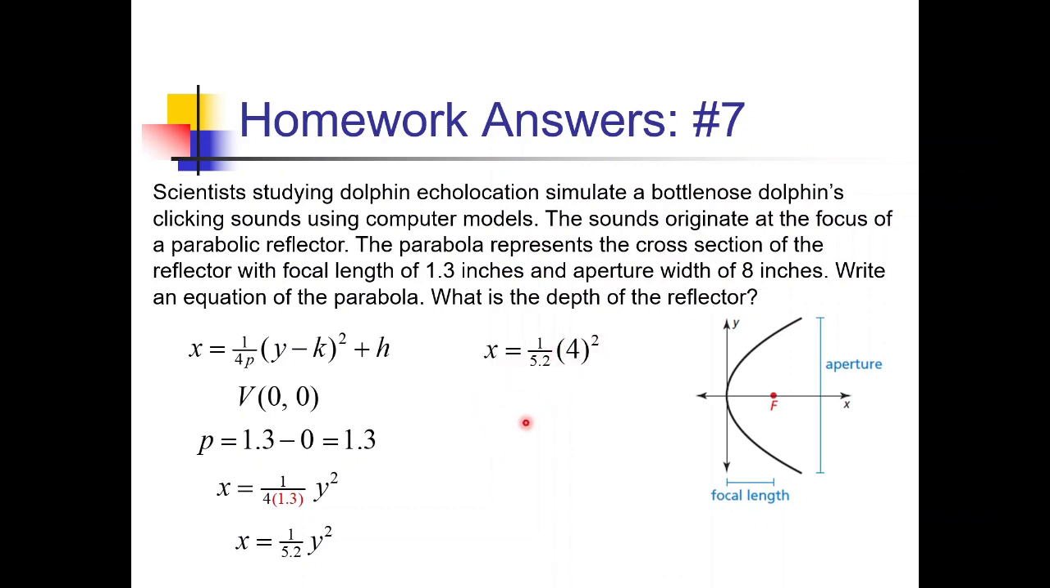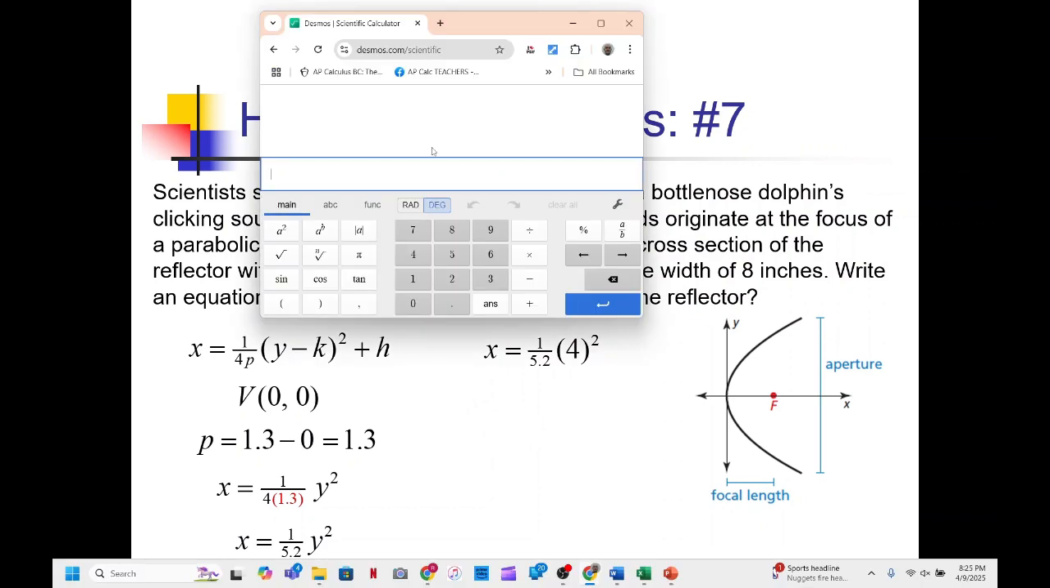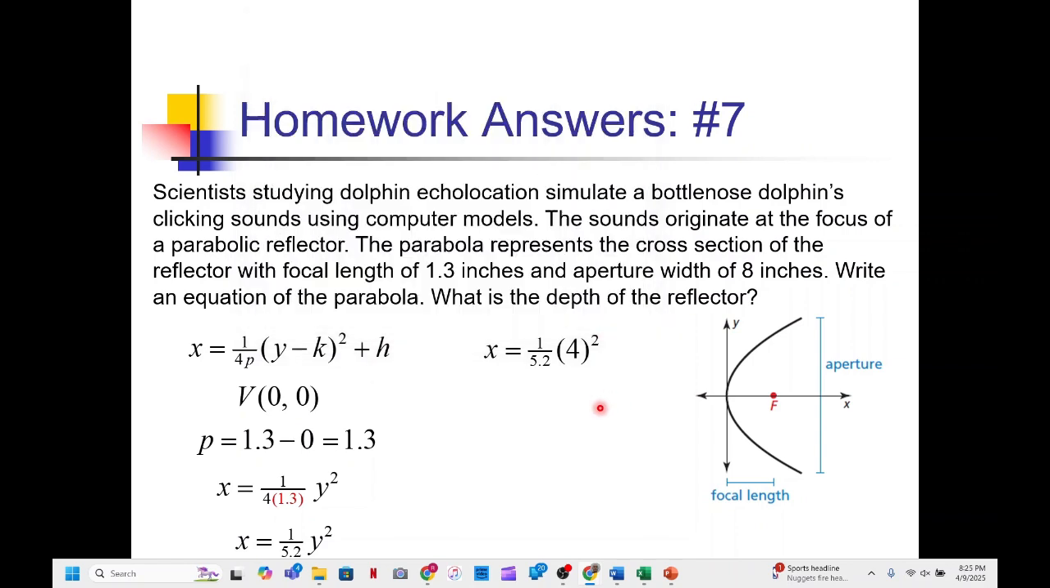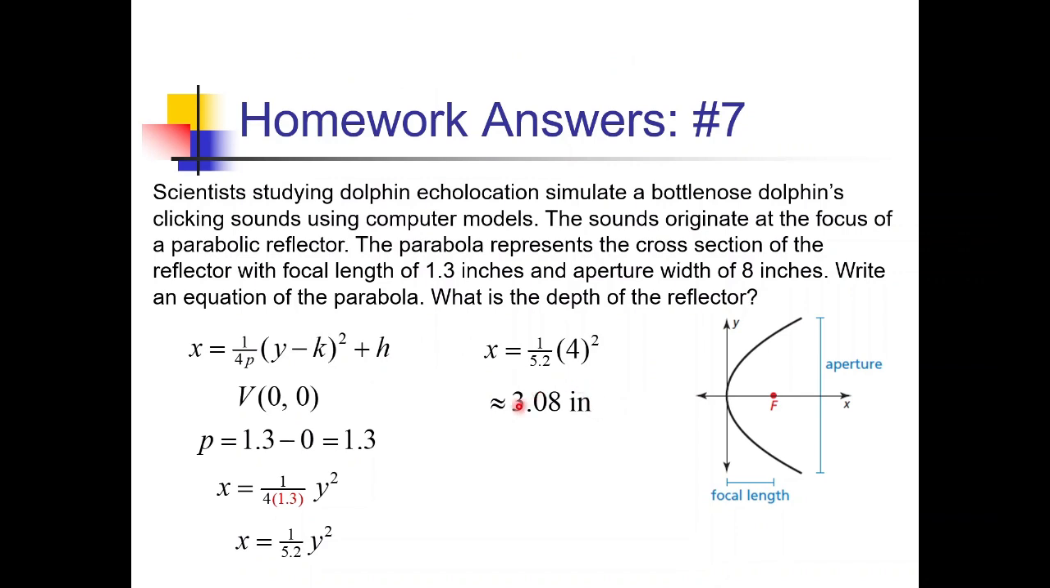And for that, I'm going to go to Desmos. So let me do my fraction, 1 over 5.2, and then we'll multiply that by 4 squared. And that comes out to about 3.077. We can round it off here to 3.08, and that's going to be in inches.